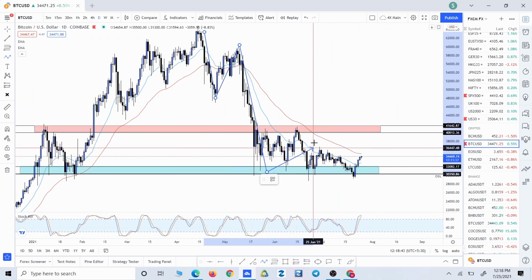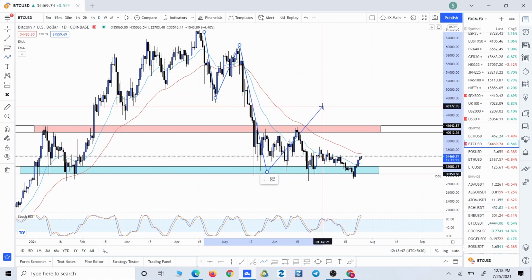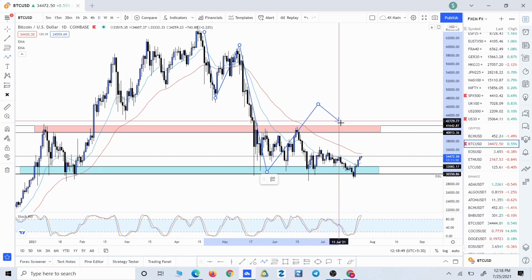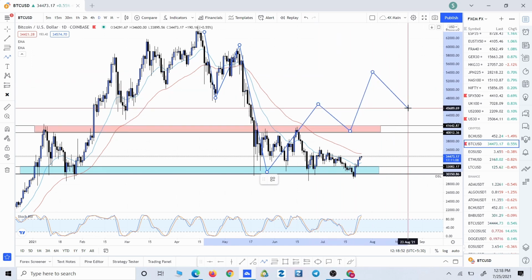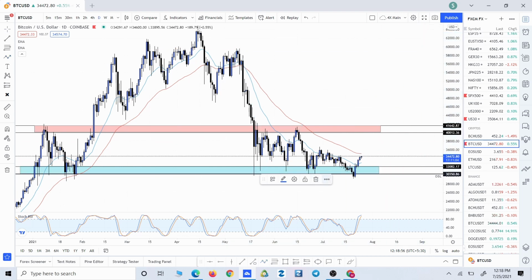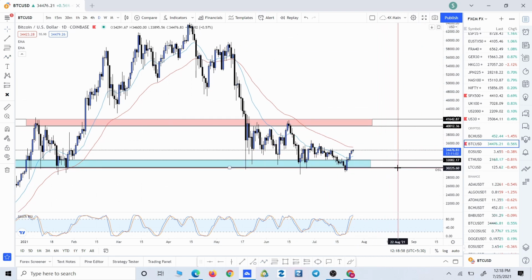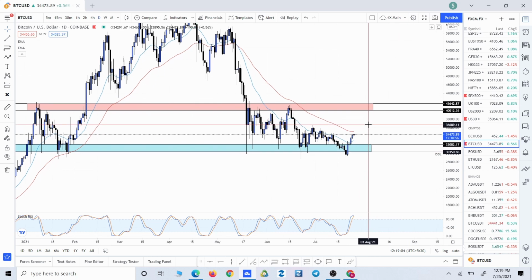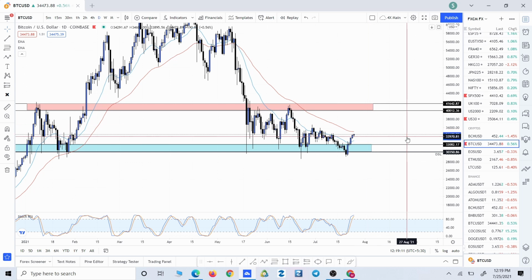Otherwise, the second possibility is, starting from here, it had high, low, lower high, lower low. Because the price is in a range, another possibility can be if the price breaks above it and gives us some more structures like higher highs and higher lows, then we can start looking for a long opportunity. So for now, nothing. I'm still waiting for the price to break out of this range, and accordingly, depending upon the direction of the breakout, we can look for possible trading opportunities.